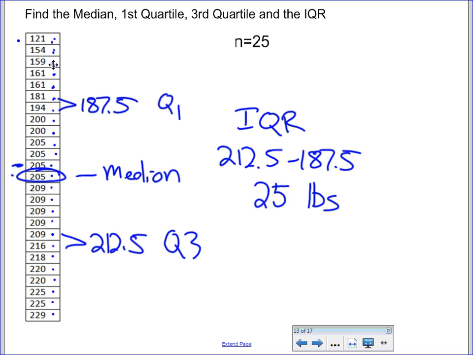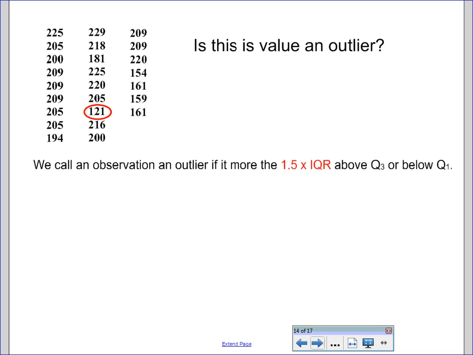25 pounds is how spread out the middle 50% is. 25 pounds encompasses the middle 25%, I'm sorry, the middle 50% of the data.